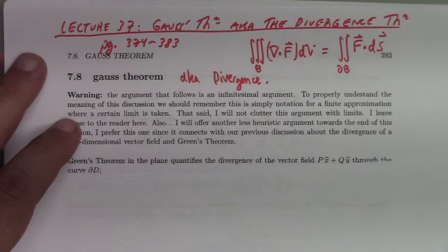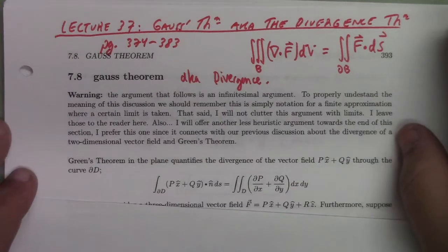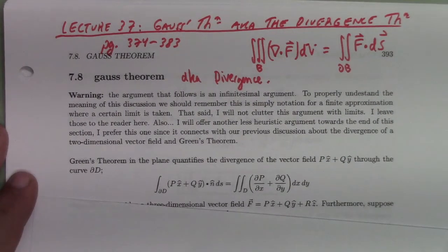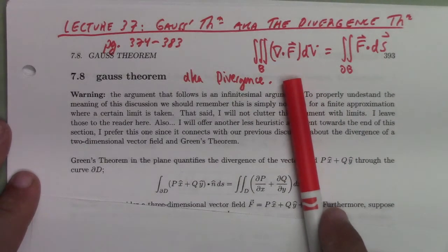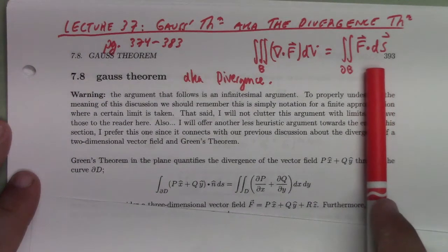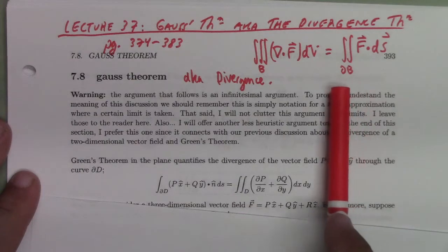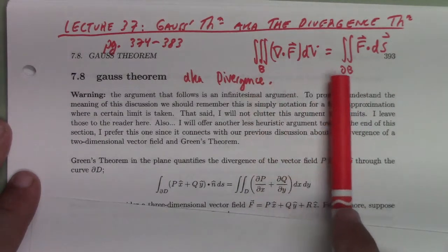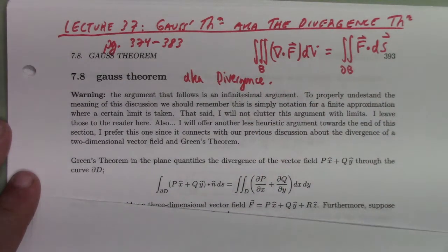So this brings us to lecture 37 on Gauss's theorem, also known as the Divergence Theorem. And here's the theorem right at the top. The integral of the divergence over a volume is equal to the surface integral of the same vector field over the boundary of that volume. To start with, we think about the volume B as being a simple solid, meaning a solid with no holes in it.